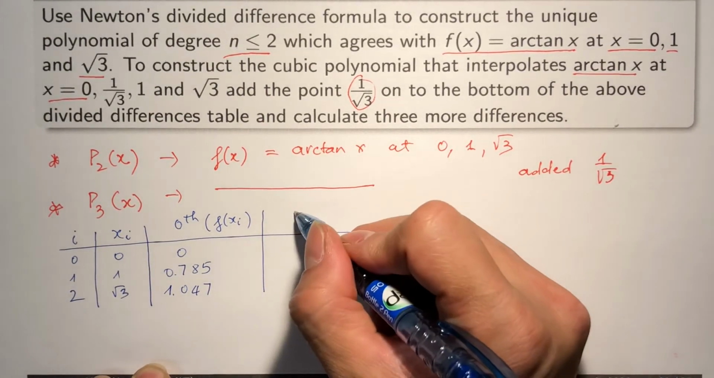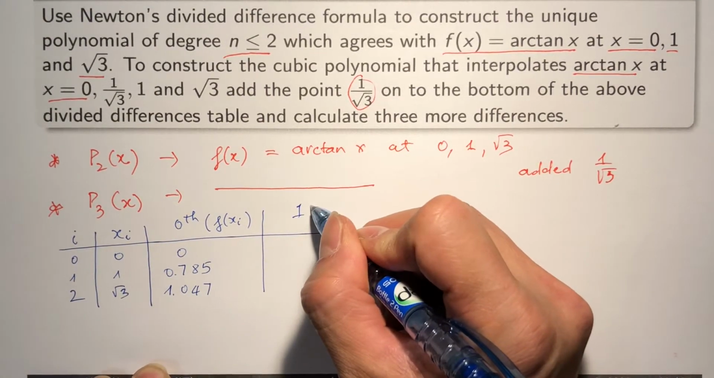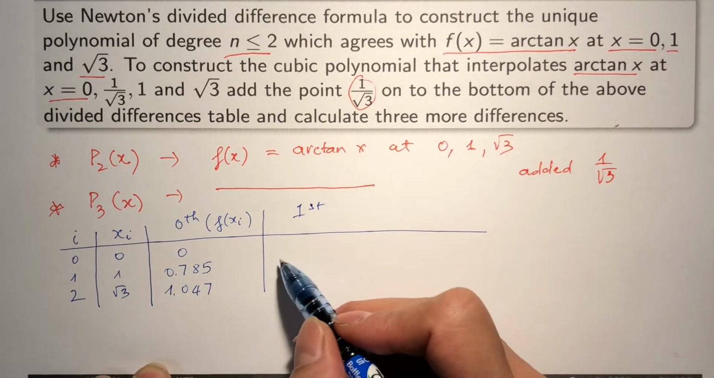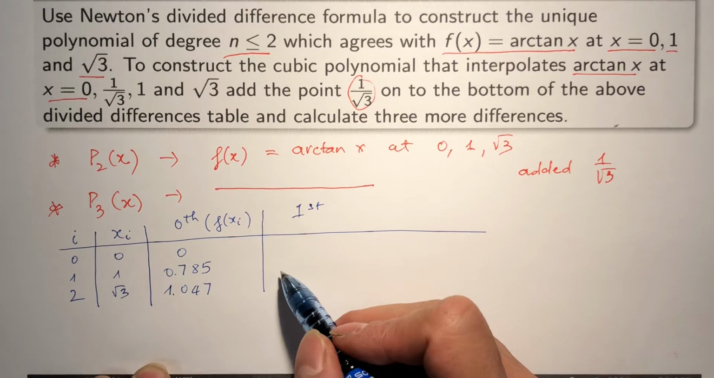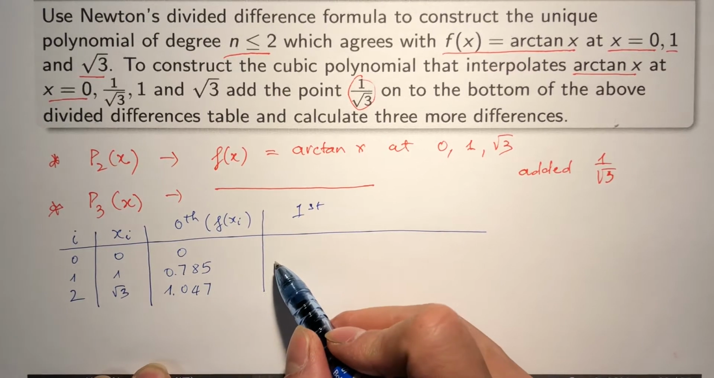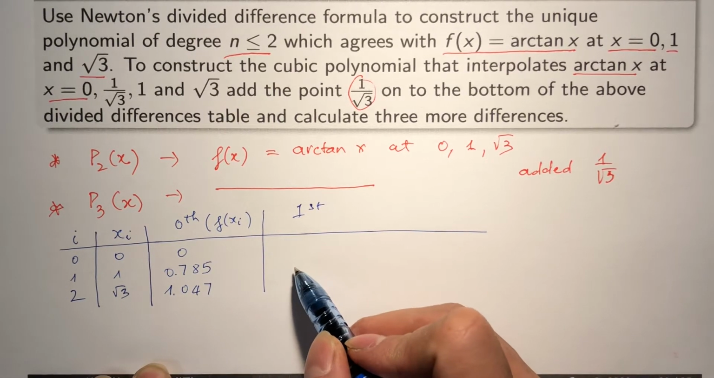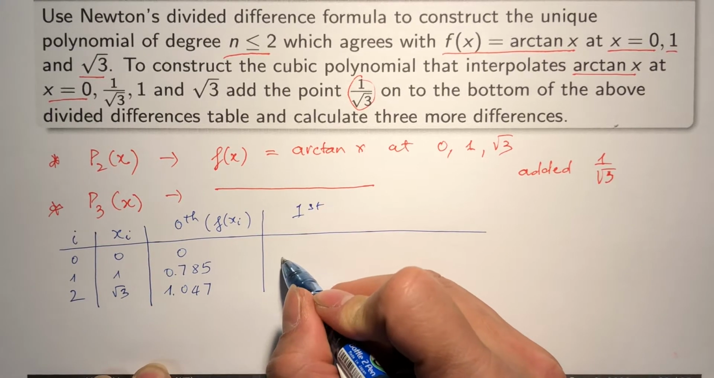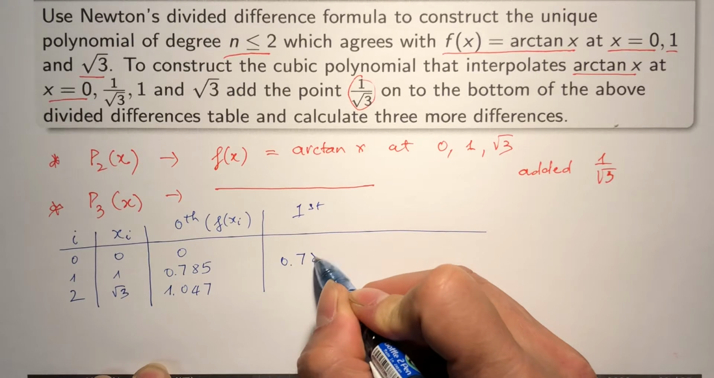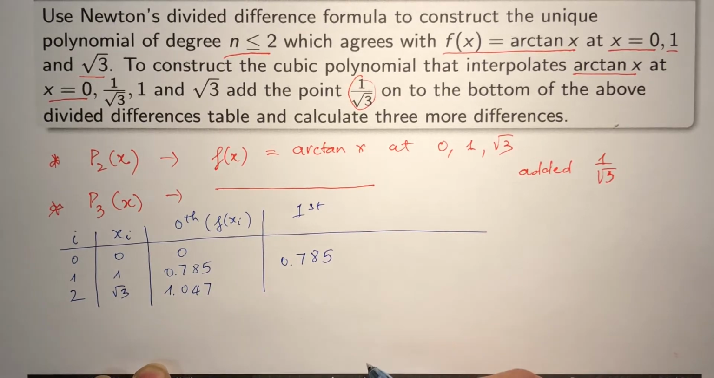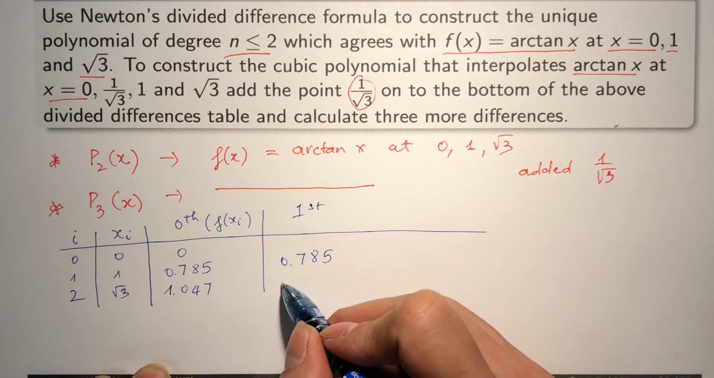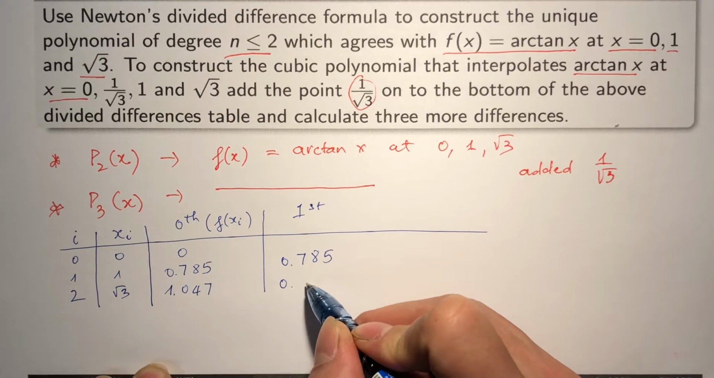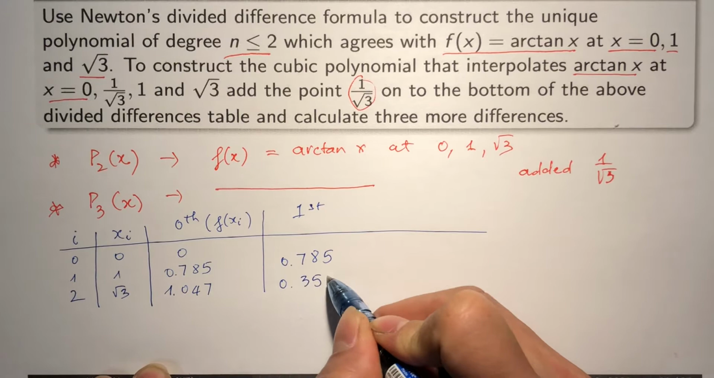Now the first derivative. So this means that we do f[x0, x1]. To do that, we find the answer is 0.785. And f[x1, x2] gives you the answer 0.358.